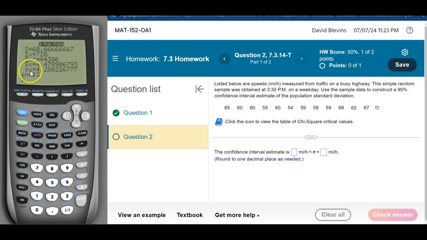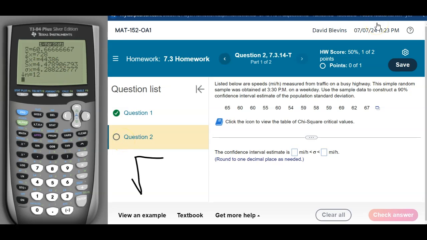The big one is S. I need that value for S. S is going to be part of the calculation that we do at the end, which is the square root of the degrees of freedom times S squared over these chi-squares, R and then L. Alright, R first, then L.